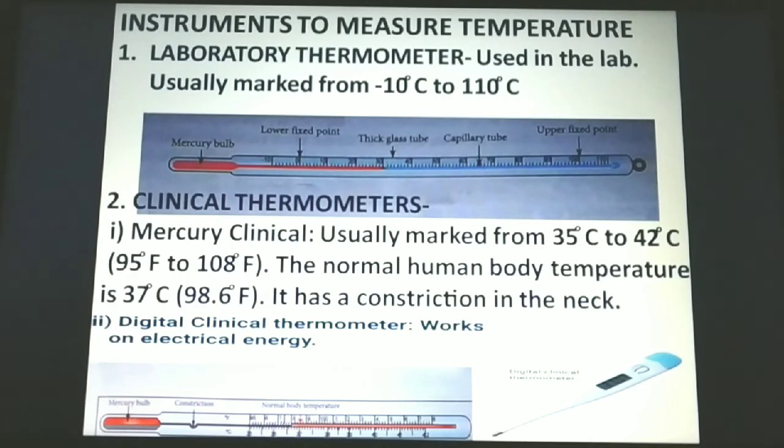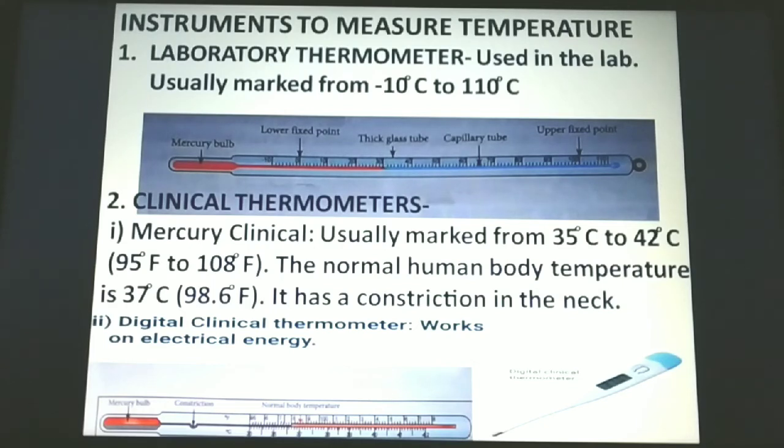It has a constriction in its neck. The reason, when the temperature of the patient is measured and the thermometer is taken out of the mouth of the patient, the mercury level should not drop down and the doctor should be able to get an accurate reading.